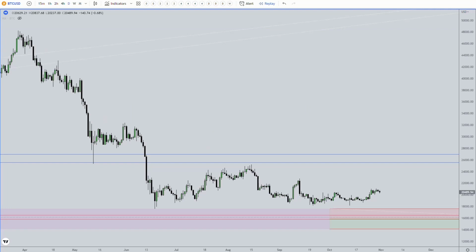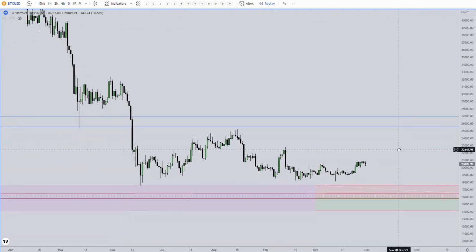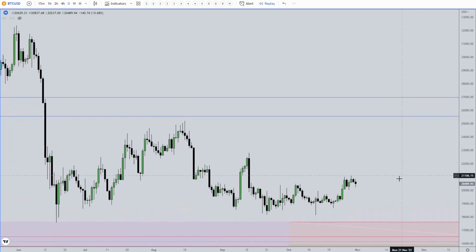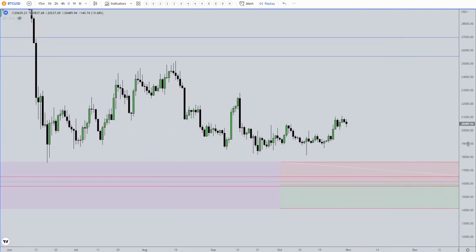Now let's press forward and see what price did around these price areas. For that, I will zoom in a bit more into the daily chart so we can get a better look at it.